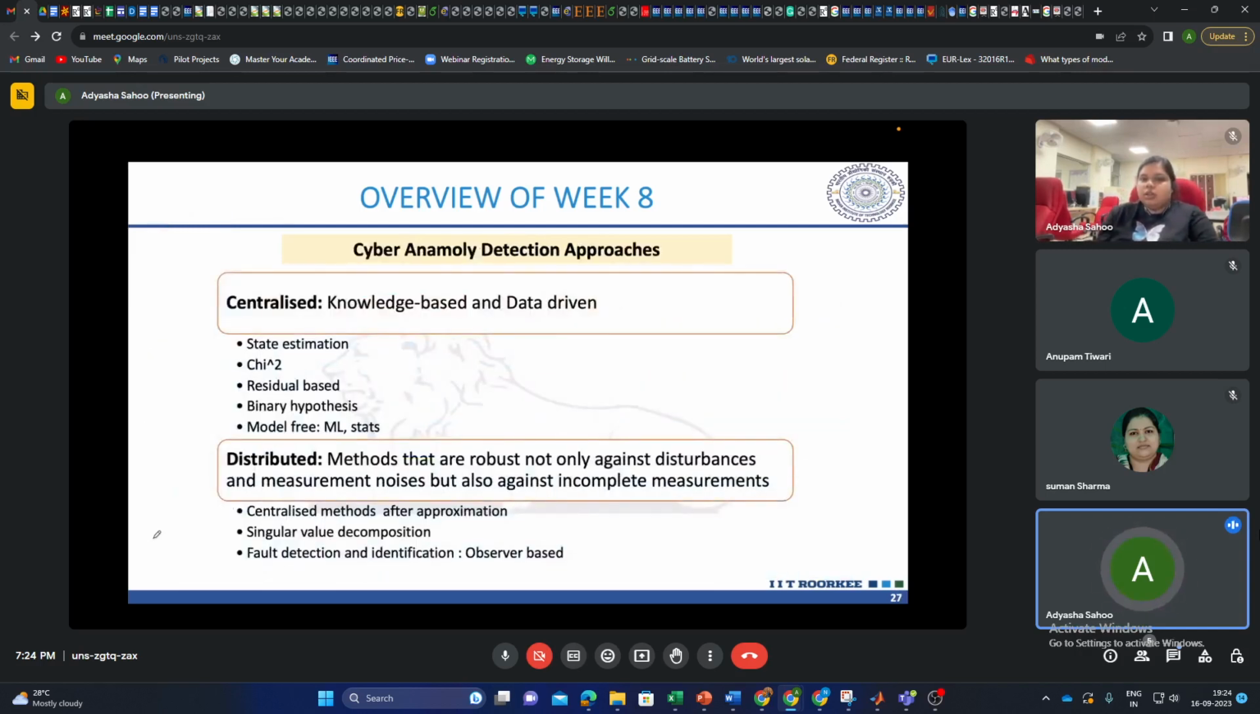Then cyber anomaly detection approaches. So how are we detecting these cyber attacks? It can be centralized or it can be distributed. The centralized can be knowledge-based methods or data-driven methods. These are the knowledge-based methods: state estimation, chi-square technique, residual-based binary hypothesis, and this is the machine learning-based or data-driven based. And the distributed methods are robust not only to the disturbance and measurement noises, but also against incomplete measurements. Here we have singular value decomposition or the centralized methods with some approximation and observer based techniques.